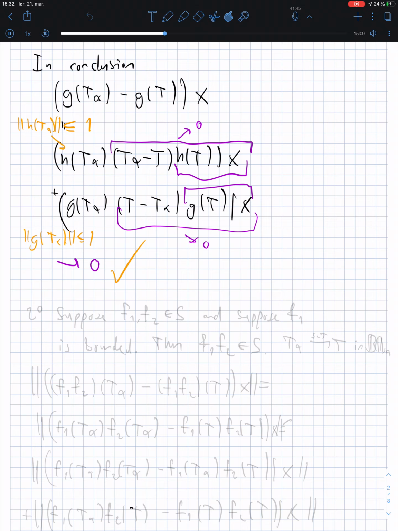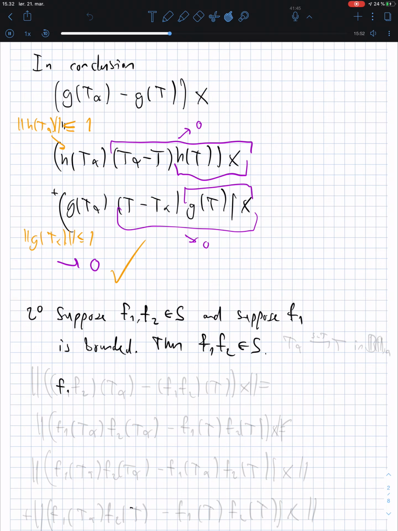So my next claim, number 2, is that suppose I have some arbitrary functions, call them f1 and f2. They come from S, and suppose that f1 is bounded. Then I claim that f1 f2 is also in S. So this is almost straightforward.